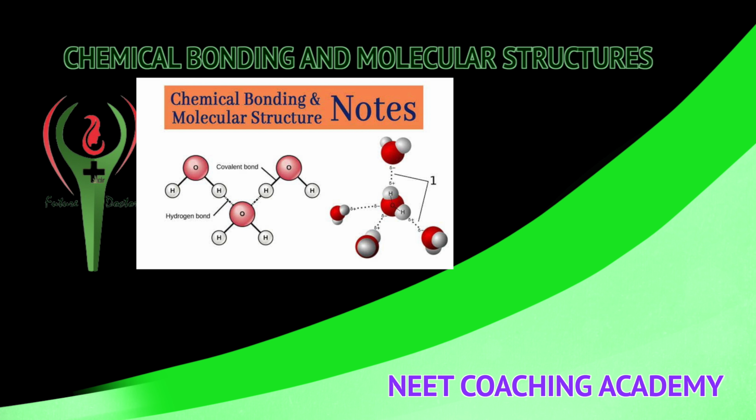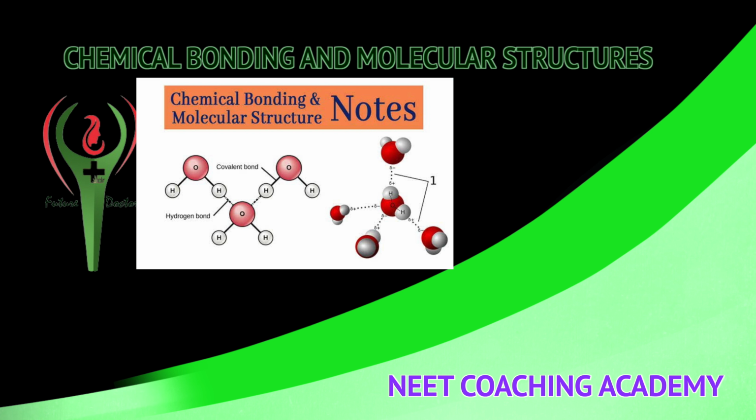It is based on the repulsive interaction of electron pairs in the valence shell of the atom. Again I will repeat, it is based on the repulsive interaction of electron pairs in the valence shell of the atoms. The main postulates of VSEPR theory are: the shape of a molecule depends upon the number of valence shell electron pairs. The pairs of electrons in the valence shell repel one another since their electron clouds are negatively charged.